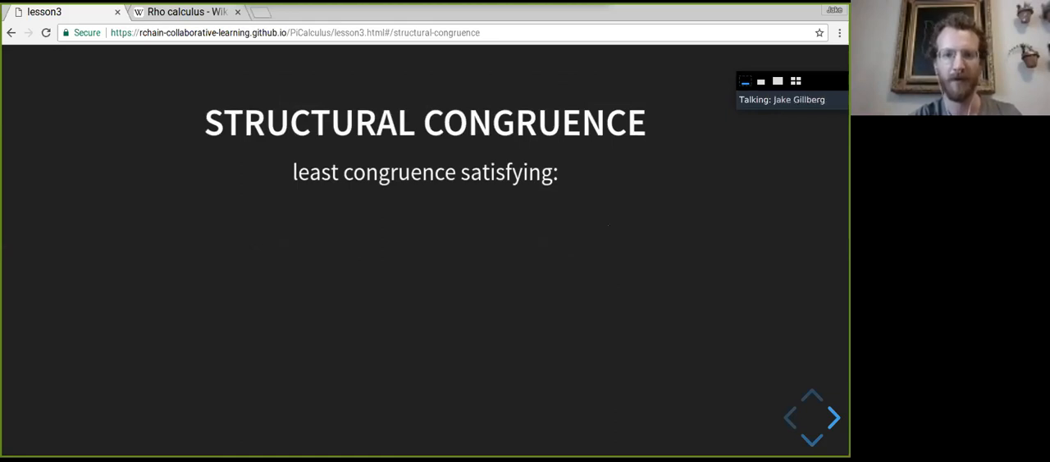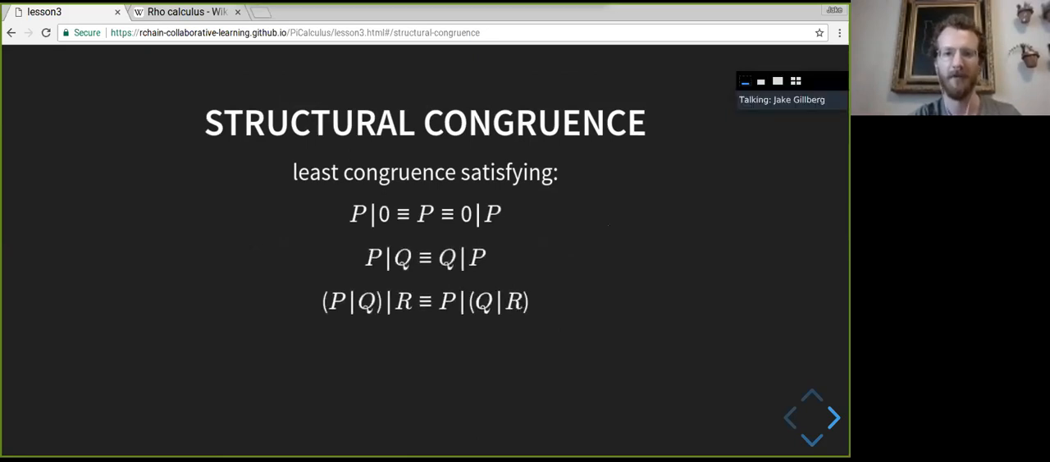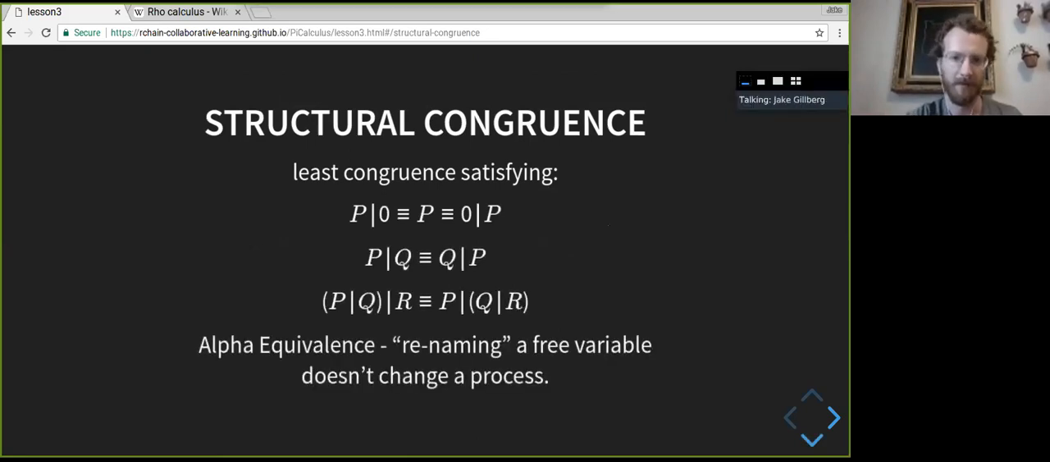So the first congruence that we define is structural congruence. This is the least congruence that satisfies the following properties. The properties are that if we have a process in parallel with the zero process, that's equivalent to just the process P. And if we have two processes running in parallel, it doesn't matter the order in which we name those, they should be the same. And also our parentheses should be able to move here without changing the meaning of the process.